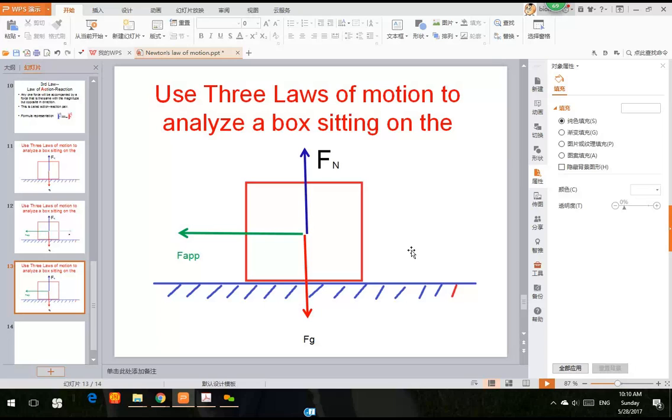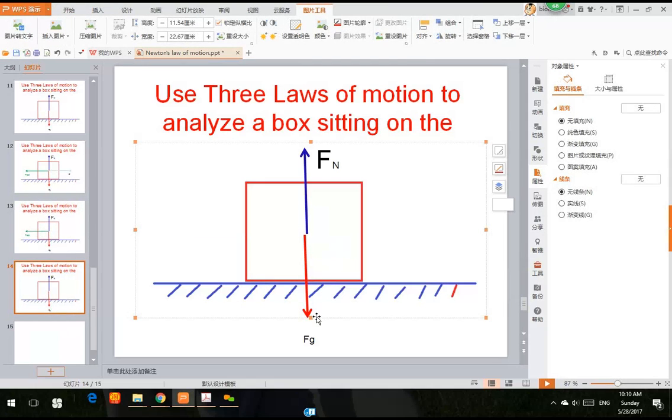So then which law is applied here? Obviously, the net force is not 0, so the second law applies. F net equals ma, right? So we can actually calculate how fast it is accelerating. And now, let me give you a very tricky question. We are going to use the third law.